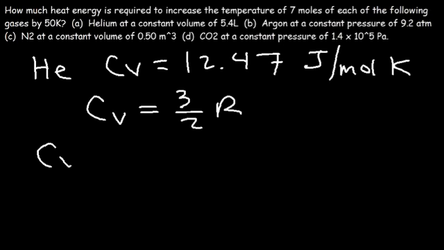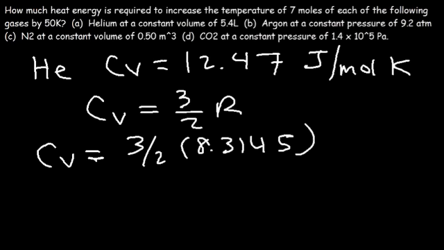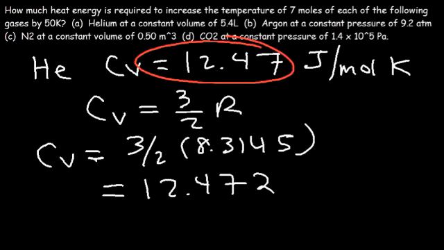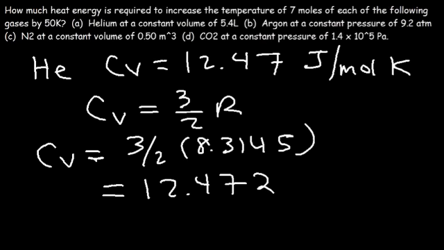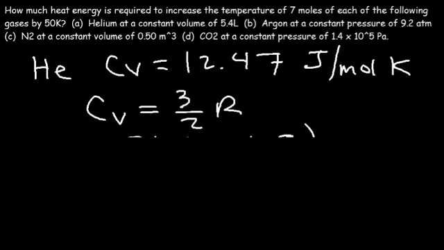Now let's see how close the CV value is going to be. So R is 8.3145. And let's multiply that by 3 and divide it by 2. This is equal to 12.472, which is very close to this value. So for most monatomic gases, CV equals 3/2 R is a good approximation of the actual value. So chances are, for a question like this, you probably won't be given the CV value. You just have to know that CV is equal to 3/2 times R for a monatomic gas.